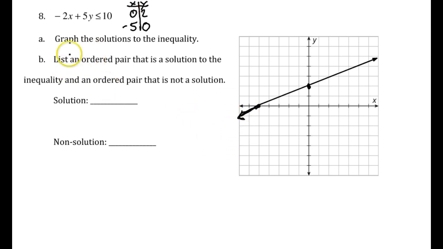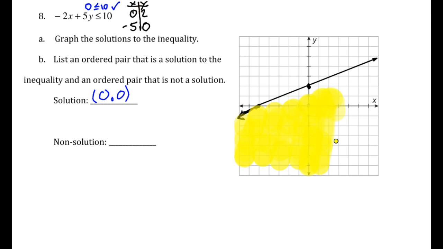But just to make sure, okay, we're saying shaded below, right? So let's see, 0, 0. Is 0 less than or equal to 10? That's true. So yeah, 0, 0 is a solution, which means that's the side that should be shaded. Plug in the point, do the check, and then do the shading. Just in case this comes out false, you won't want to have all this shaded and have to erase it.